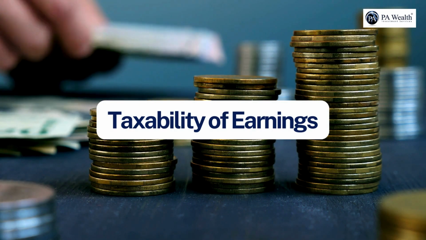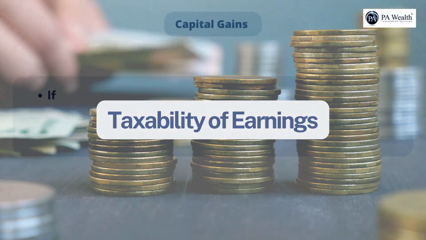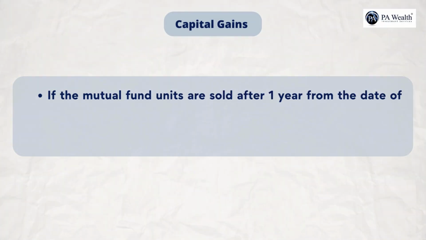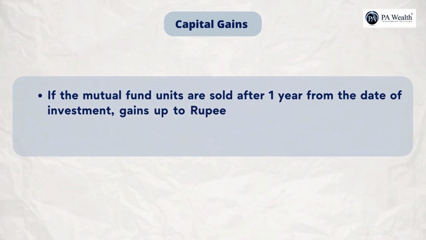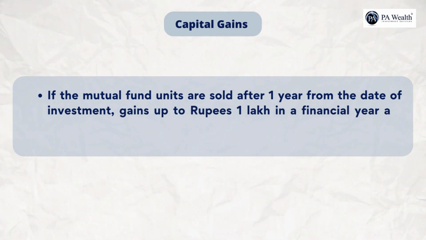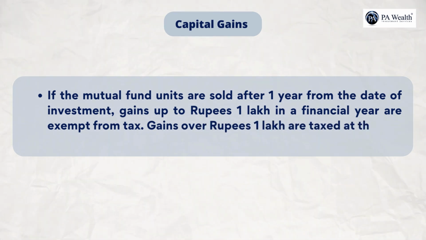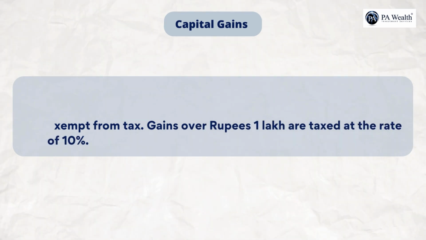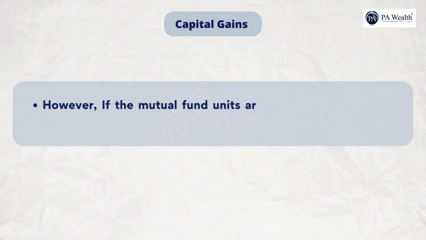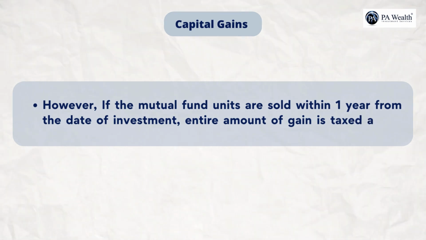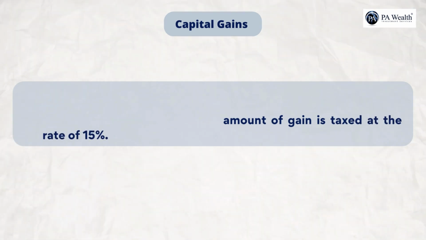Now, let's take a look at the taxability of earnings. First, capital gains taxation. If the mutual fund units are sold after 1 year from the date of investment, gains up to Rs 1 lakh in a financial year are exempt from tax. Gains over Rs 1 lakh are taxed at the rate of 10%. However, if the mutual fund units are sold within 1 year from the date of investment, the entire amount of gain is taxed at the rate of 15%.